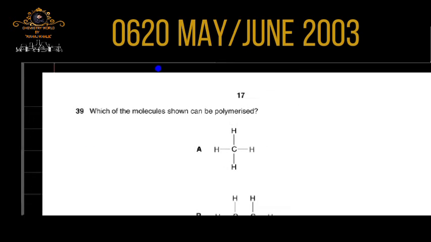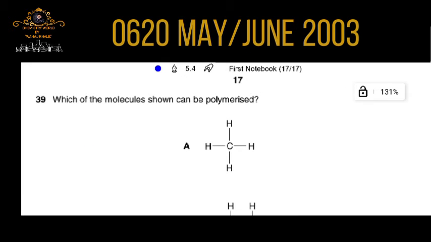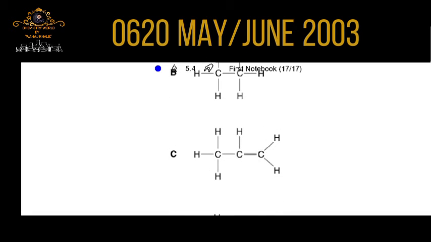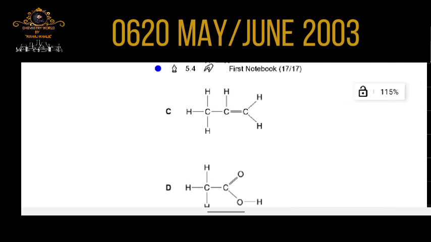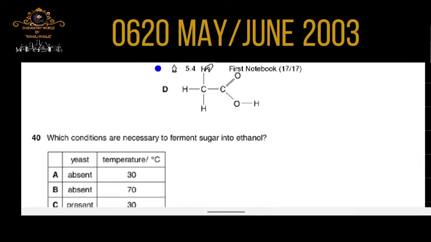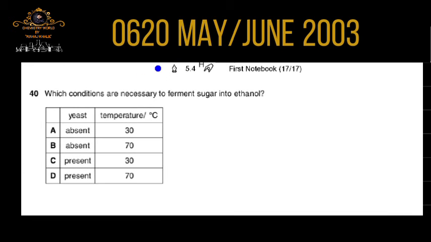Last two MCQs. Which of the molecules shown can be polymerized? For polymerization, there must be a carbon-carbon double bond. Option number C is the right option here. Which conditions are necessary to ferment sugar to ethanol? Yeast must be present and the temperature must be 30 degrees.